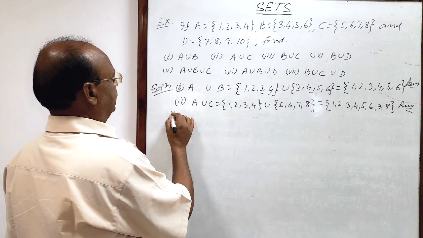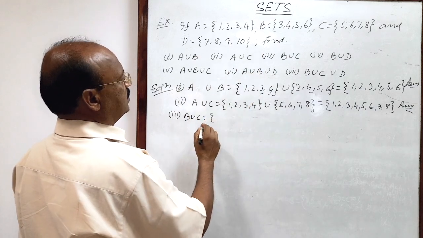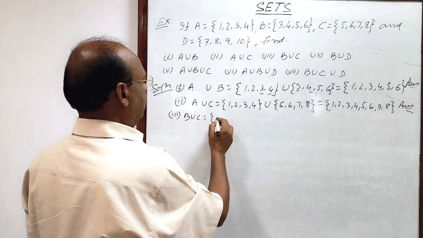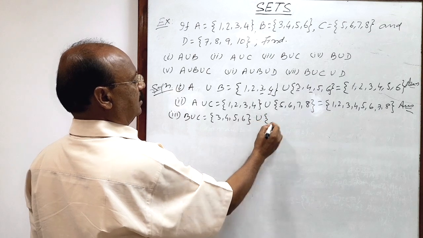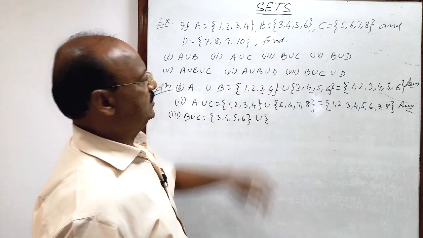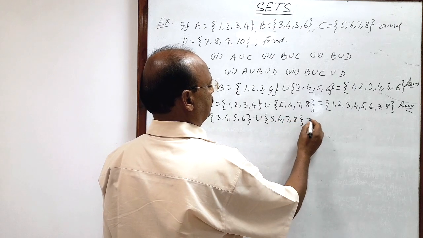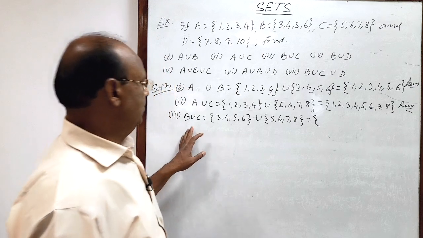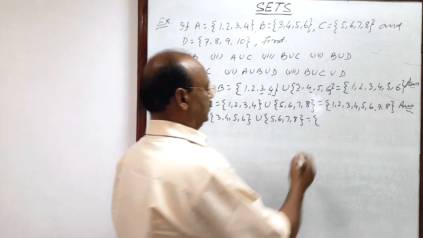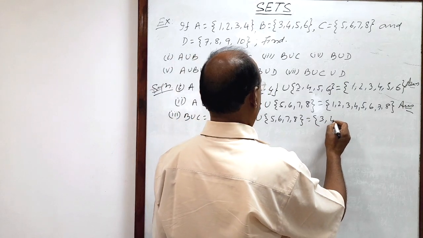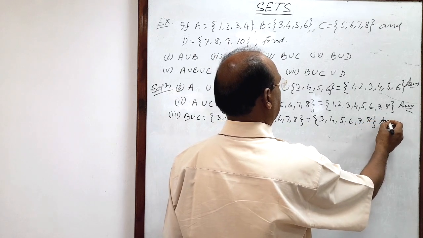Now let us see the third part of this question, B union C. Set B is having elements 3, 4, 5 and 6, and C is having elements 5, 6, 7, 8. So what will be the union of these two sets B and C? Again we have to collect all the elements from both the sets. So the elements will be 3, 4, 5, 6, 7, 8. This will be the answer here.